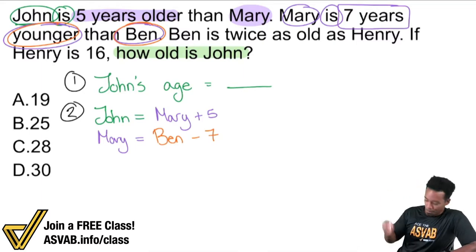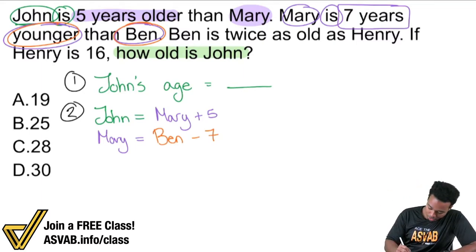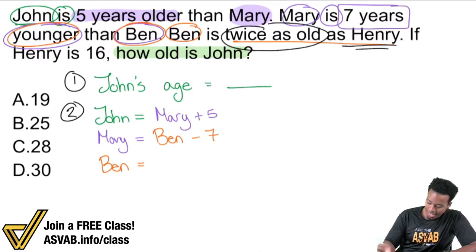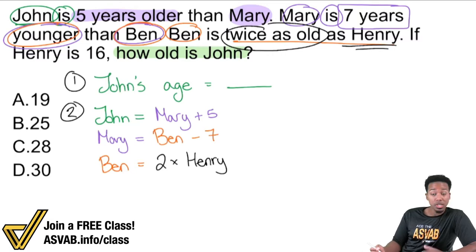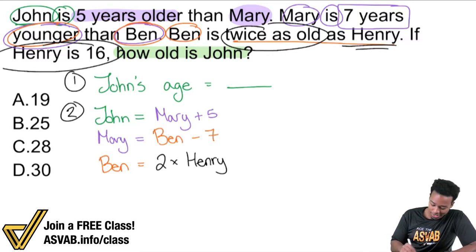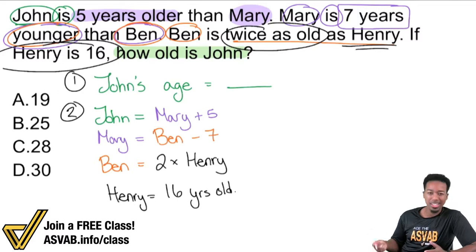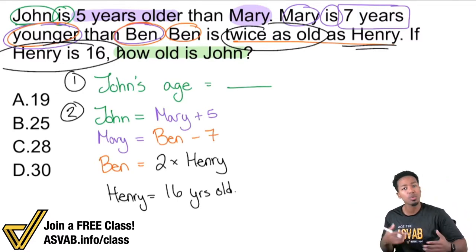So we see here that Ben equals twice as old as Henry. I'll mark Henry in black to make it easier to see. Twice means what? Times 2. So Ben equals twice Henry. Now, do we have Henry? Yes, Henry is 16. So Henry equals 16. Now, if you're asking, did I need to write all that? Yes. If you're struggling with word problems, you want to start off by writing things down.